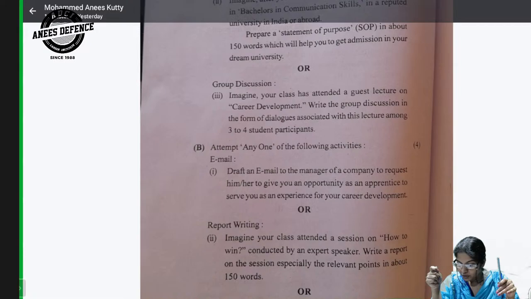So the session on how to win. You can start by saying the session was conducted. The session on how to win was conducted by an expert speaker, and you can name the speaker, and it proved to be an insightful and motivating experience for grade 12 students. The speaker, Mr. So-and-so, emphasized several key points and aspects for achieving success.